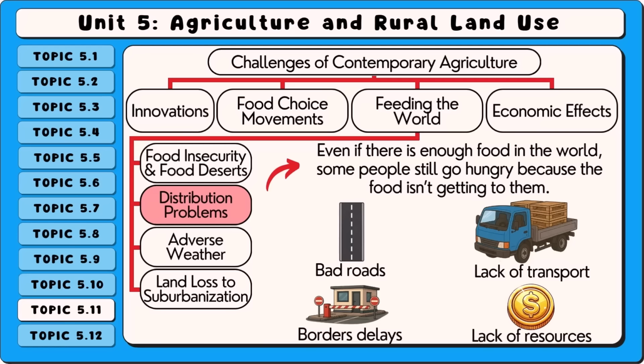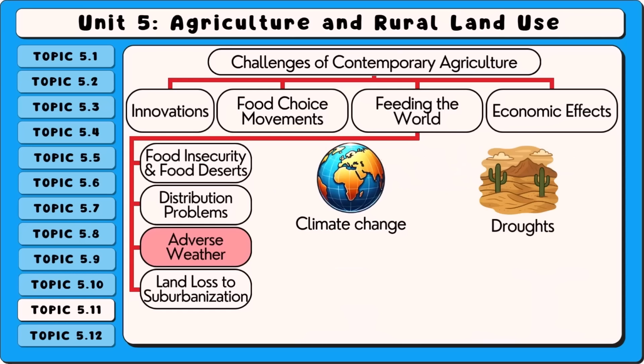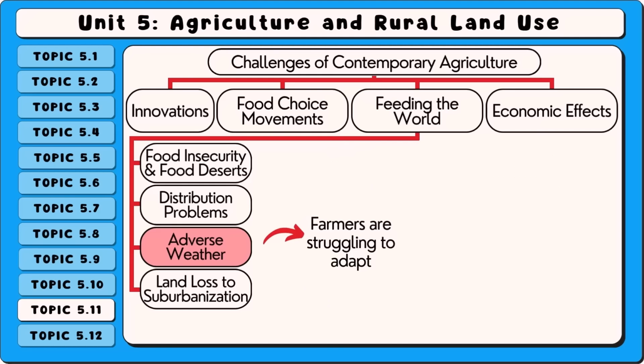Some governments may not have the resources or systems to move food where it's needed. Adverse weather is another growing problem. Climate change is making weather more extreme. Droughts, floods, and storms are destroying crops and reducing the amount of food we can grow. Farmers everywhere are struggling to adapt to these rapid changes.